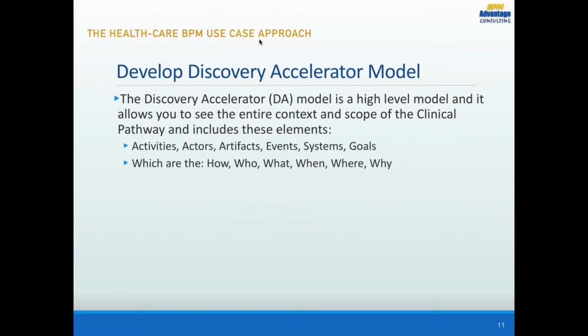So let's look at the Discovery Accelerator model. This is a high-level model, and it allows you to see and capture the entire context and scope of the topic area, in this case, a clinical pathway. It includes these elements: the activities, the actors, the artifacts, or basically data, the events, the systems, and goals, which are basically the how, the who, the what, the when, the where, and the why. So you can capture all this information. You work through it with your subject matter expert, and you define these elements in the model.